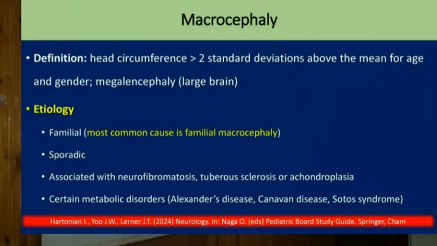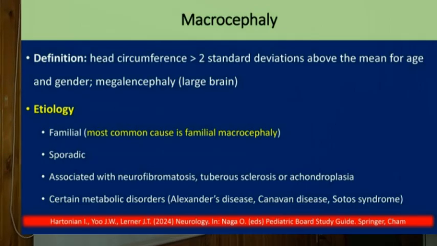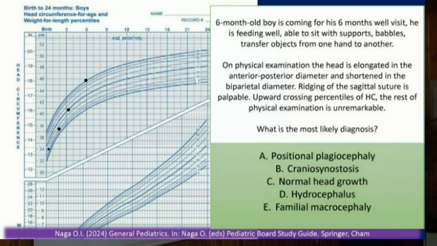Look at the dad, look at the mom. If one of them has a large head, this is familial macrocephaly, reassurance. No head imaging is required. But if there is any abnormality in the milestones, you may need to go to head imaging.